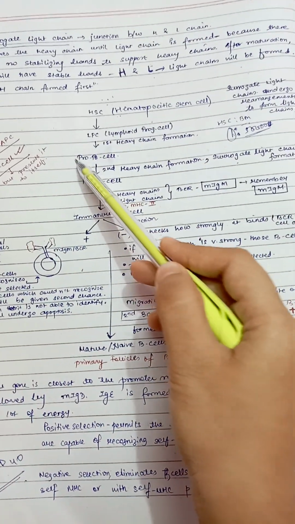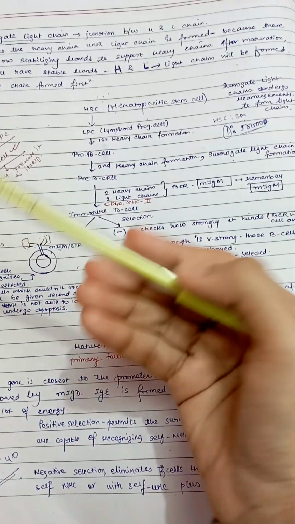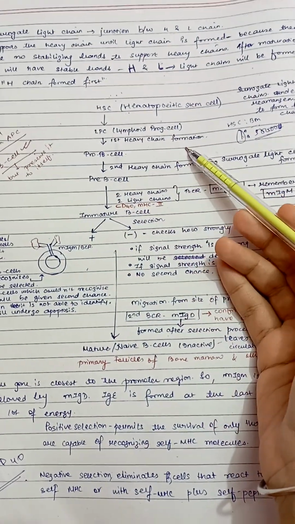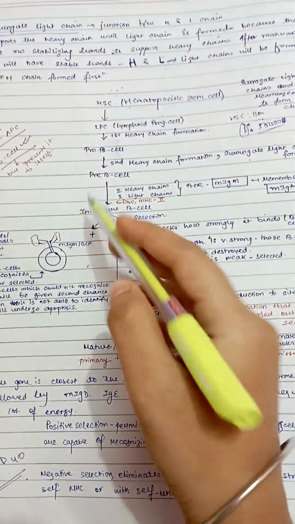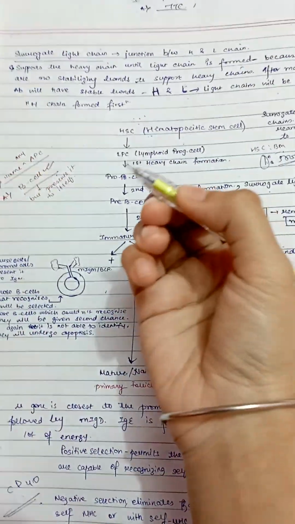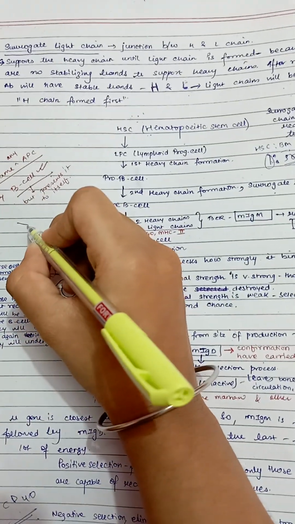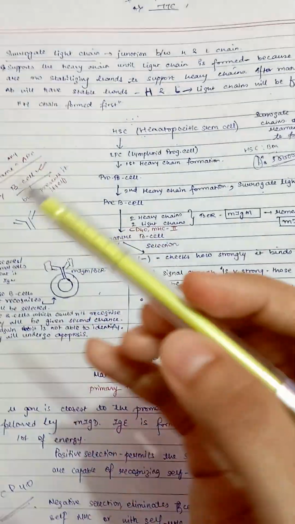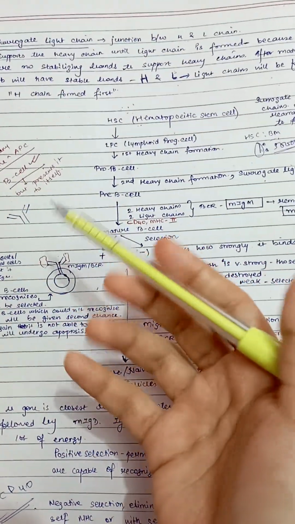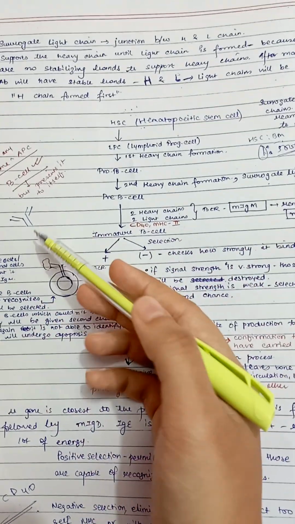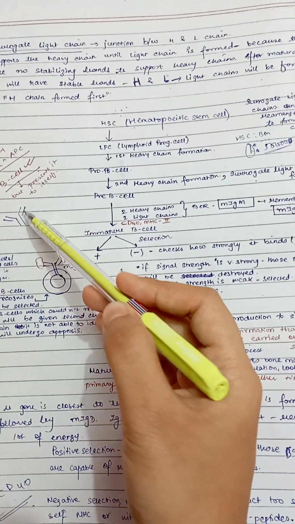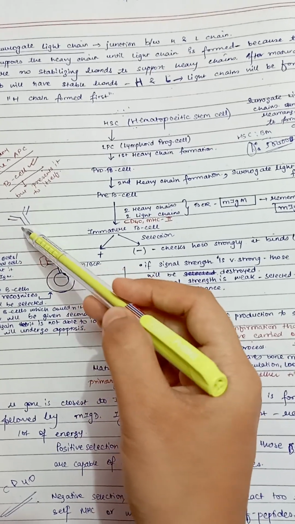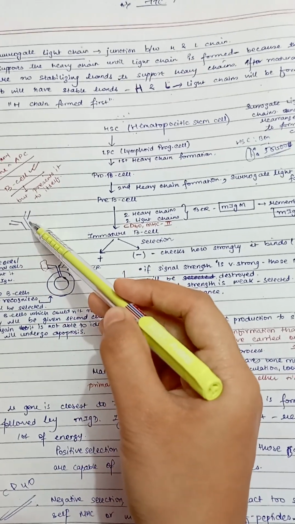During this step, the new modification taking place is that the first heavy chain is formed. As we all know, a B cell is going to produce antibodies. This is the heavy chain, this is the light chain. So we have two heavy chains and two light chains.